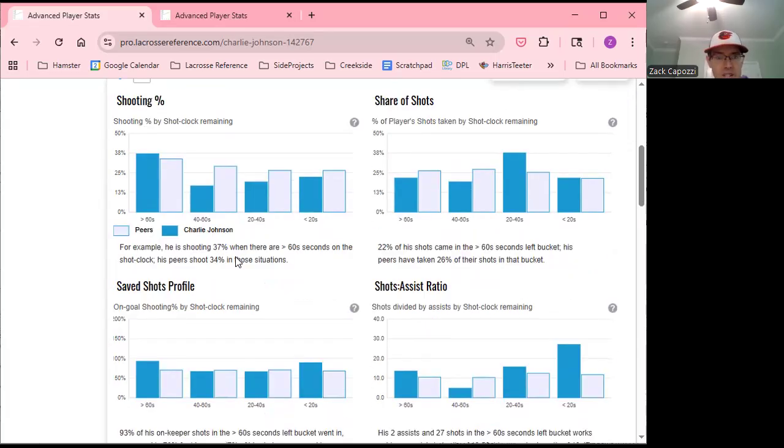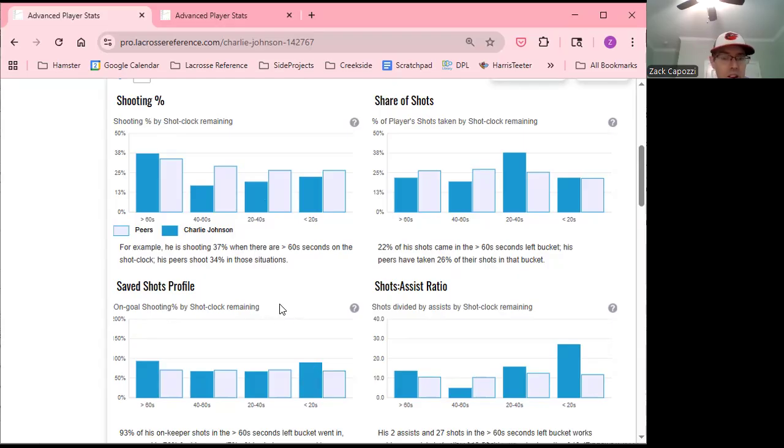The one piece here that I think is interesting is that sometimes we look at shooting percentages and say, oh, they're not great, not a good shooter. But it's always important to look at on-goal shooting percentage. What percentage of his shots that were on cage actually went in? Early in the clock, 93% of his shots on cage were goals. Very effective shooter. Even late in the clock, even though his shooting percentages are lower than that peer group, his on-goal shooting percentages are actually right in line and even a bit higher. So you might look at him and say, not that effective of a shooter. He just didn't put a ton of shots on cage. When he did put shots on cage, he was very, very effective.